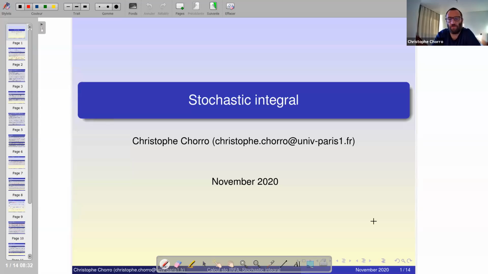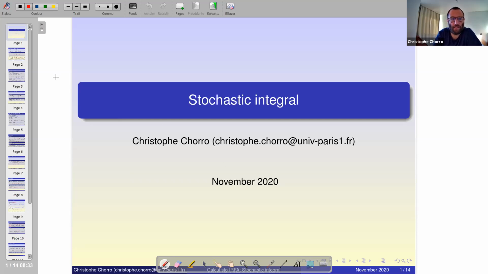Let me remind what we have done during the previous session. During the previous session, we defined the stochastic integral on L2prog, that is the space of the continuous stochastic processes that are progressively measurable and square integrable for the two variables. So let me remind how we have done the job.